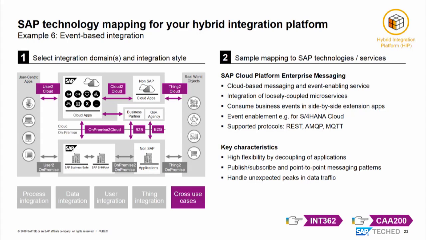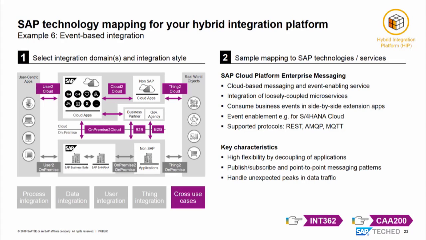So here the idea is really to decouple applications and microservices based on events. We are covering typical message-oriented patterns like publish-subscribe, point-to-point messaging, and pub-sub models. You can use this service, for example, to expose events and also integrate your extension apps against these events. We have also published first events on the SAP API Business Hub.